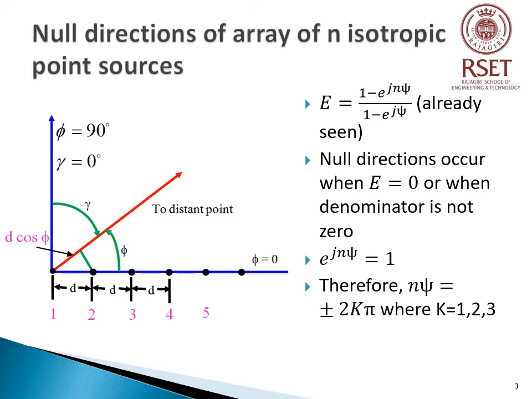So the null directions occur. When will the null directions occur? Null directions occur when electric field E equal to 0. That is, this happens when the denominator is not equal to 0 and the numerator is equal to 0. That is, 1 minus e raised to j n psi equal to 0, so e raised to j n psi equals 1. What is e raised to j theta? It is cos theta plus j sin theta. So when does e raised to j n psi equal 1 happen? When n into psi is equal to plus or minus 2k pi, multiples of 2 pi, k equal to 1, 2, 3 etc.